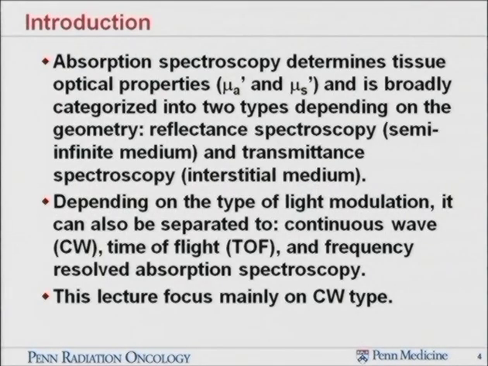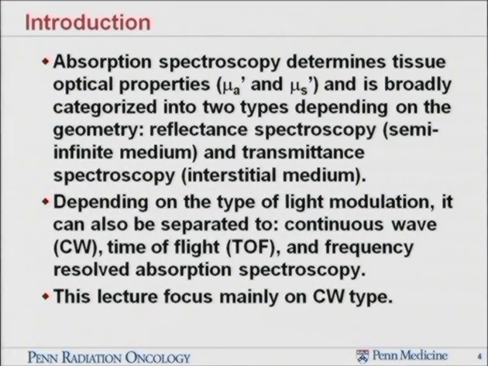So in terms of introduction, the tissue optical properties, as you probably all well know, can be determined using absorption spectra. That determines the attenuation coefficient and the scattering coefficient. Usually it's a reduced scattering coefficient. Broadly, it's categorized into two parts. One is reflectance spectroscopy, and the other is transmittance. One you can use for a semi-infinite medium, and the other you can use for interstitial.